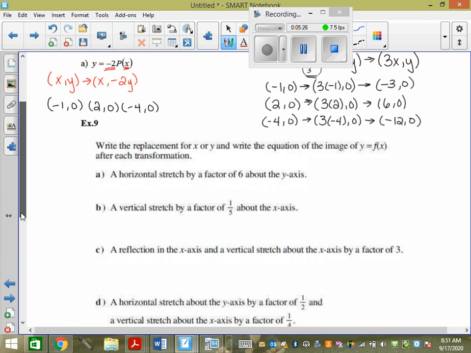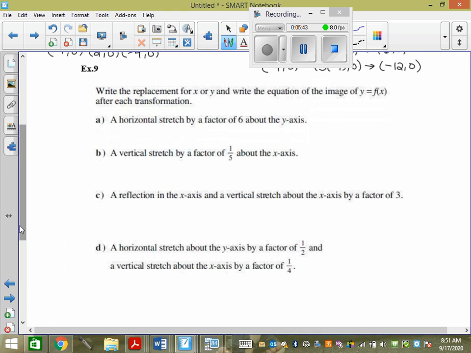So this one says, write the replacement for x or y, and then write the equation of the image of y equals f of x after each transformation. Remember, replacement is x becomes this in the equation, y becomes this in the equation, right? The arrow. And then I want the equation. So go and try A, B, C, D. I want replacement and equation, and mapping.